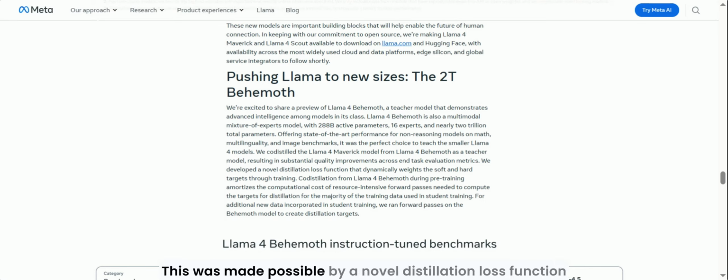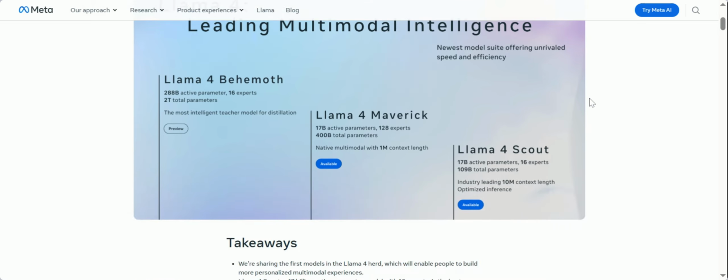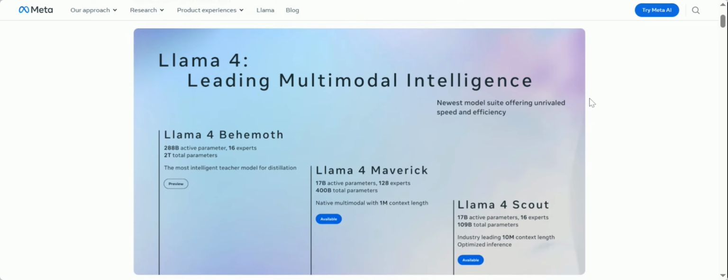This was made possible by a novel distillation loss function that dynamically balances soft and hard targets during training, enabling more efficient supervision and reducing training costs. And that wraps up our deep dive into the LLaMA 4 family. In short, LLaMA 4 marks a new chapter in efficient, scalable, and multimodal AI, supporting an impressive 10 million context window.